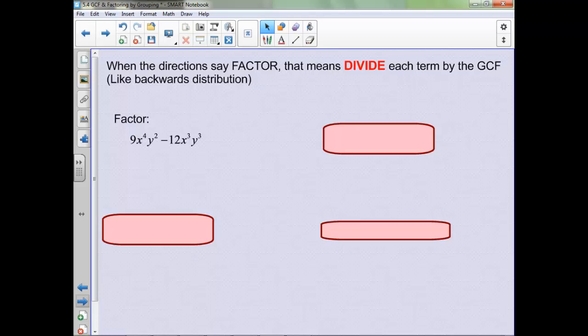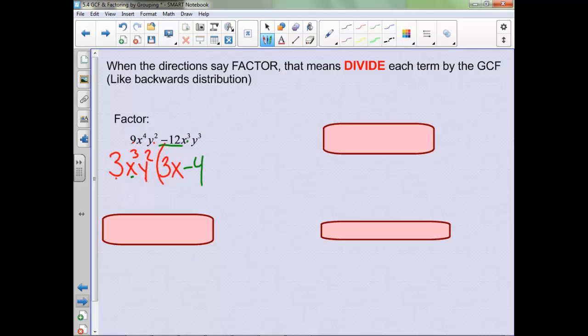So let's start here. Looking at 9 and 12, our GCF is going to be 3. But we also can take out 3 x's and 2 y's. So when we divided that out, 9 divided by 3 is 3. We took out 3 x's, so we're left with an x. And we took out both y's here, so there's none left. And then we had negative 12 divided by 3, so negative 4. We took out all 3 x's. And we took out 2 y's, so that means there's going to be 1 y still left in here.